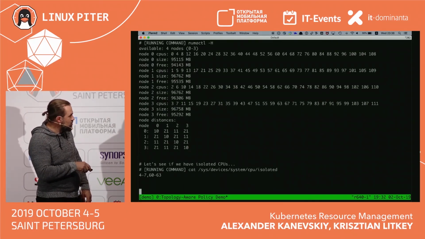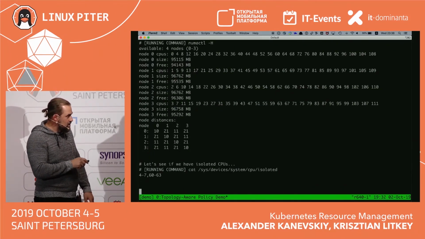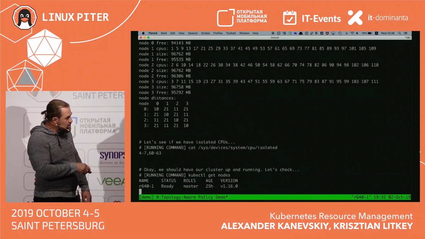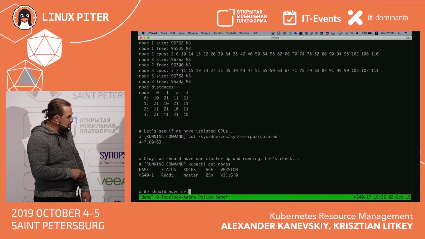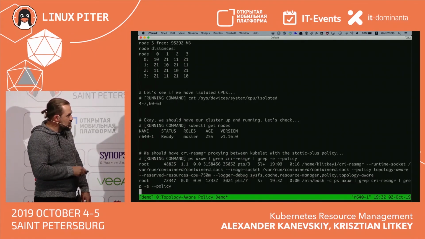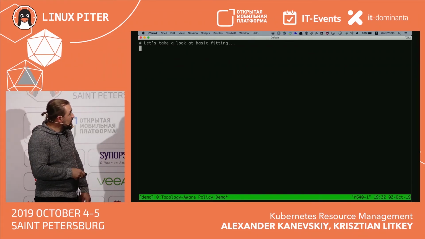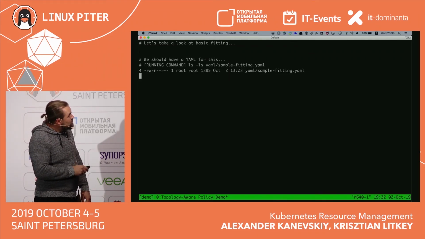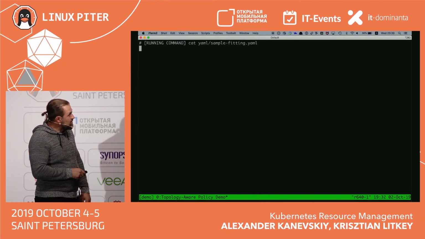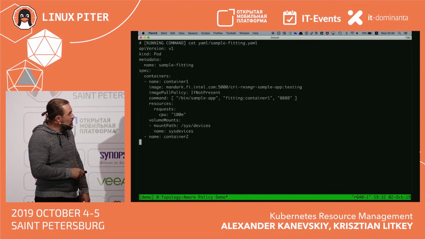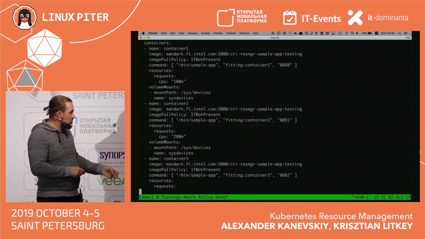So you can see that we have 4 NUMA nodes because we have 2 sockets and sub-NUMA clustering enabled. Similar setup, we have some isolated CPUs, so we could do isolated allocation. We have the manager running. So simplest case, basic fitting. What happens when we have a small allocation that fits into a single NUMA node, so as close to the hardware as we can.